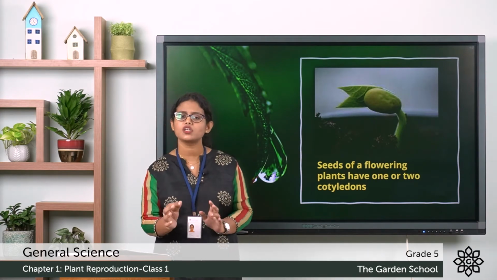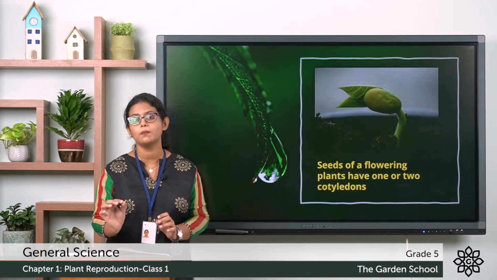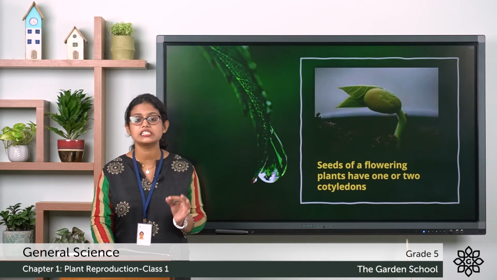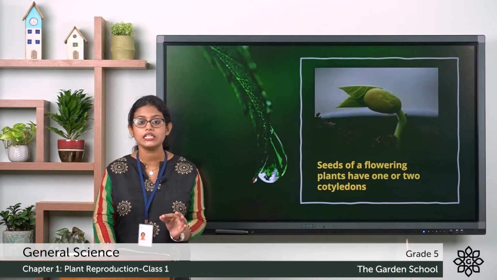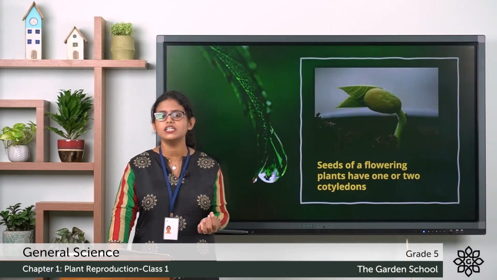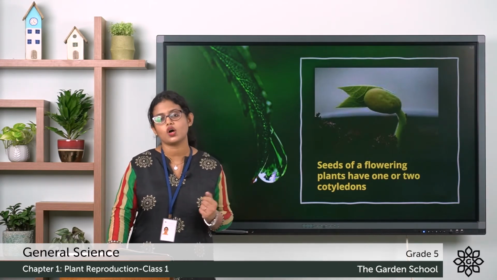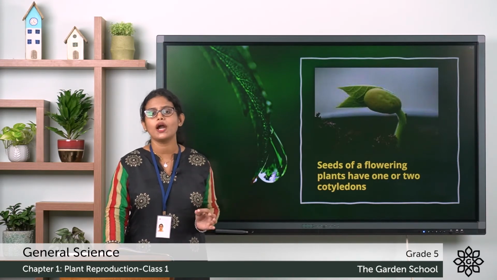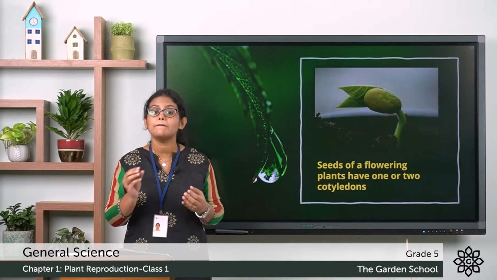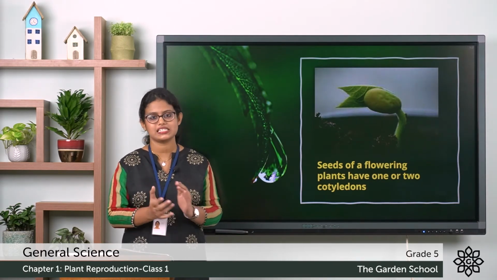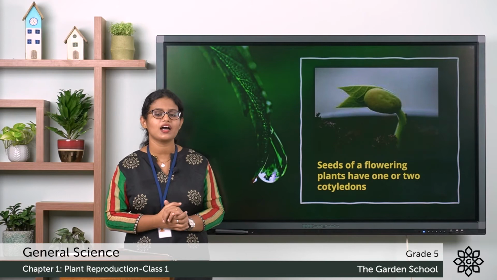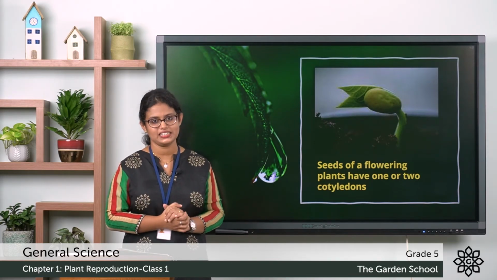Next is about cotyledons. Have you heard of this term cotyledons before? So, what is a cotyledon? Cotyledon is the seed leaf. It is the first leaf that grows during germination. Every seed will have one or two cotyledons. And this cotyledon provides food to the baby plant which is inside the seed.